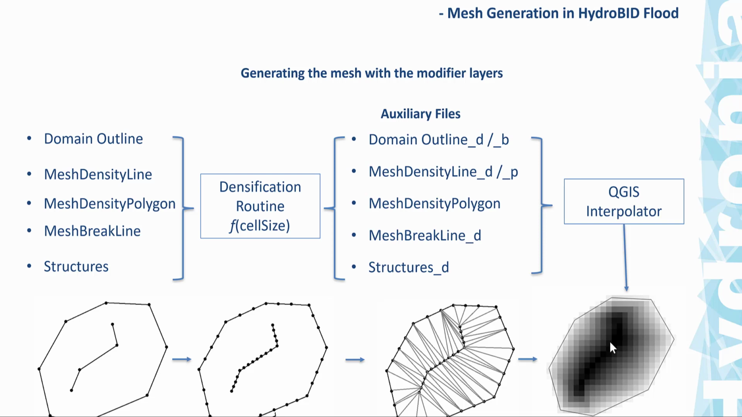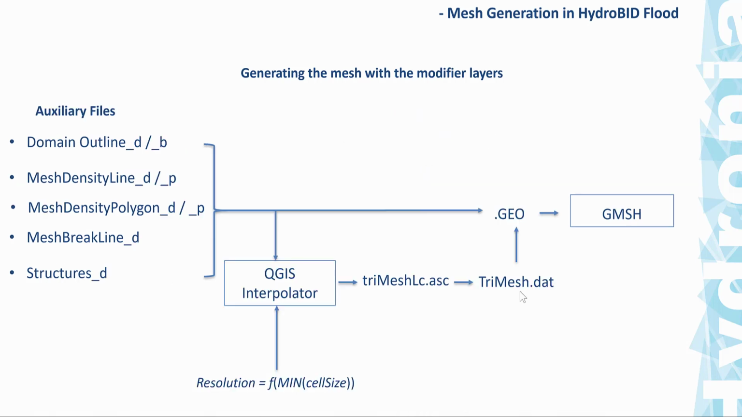Now this raster is not, as I mentioned, a raster of elevations. It's a raster of cell sizes. That means that the dark areas here indicate areas of very small cells, proportional to what you have here, and the lighter areas indicate areas where the cell size requested is not as small as in the dark areas. So this raster is used by the GMesh program to generate the mesh.